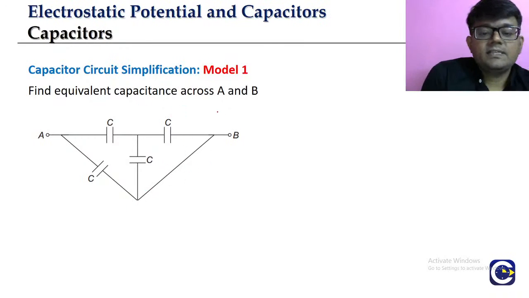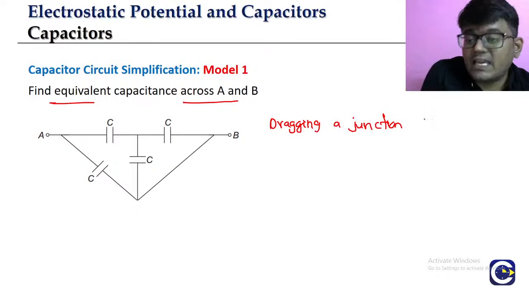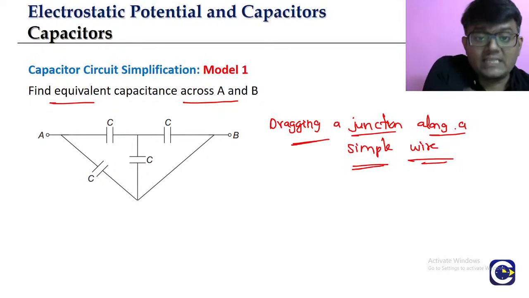Do you know what this is? This is a very interesting question. This is generally called dragging a junction, it is a standard term, dragging a junction along a simple wire. What is a simple wire? Only that wire will be there. If we say simple wire, what is it? There will be only that wire.